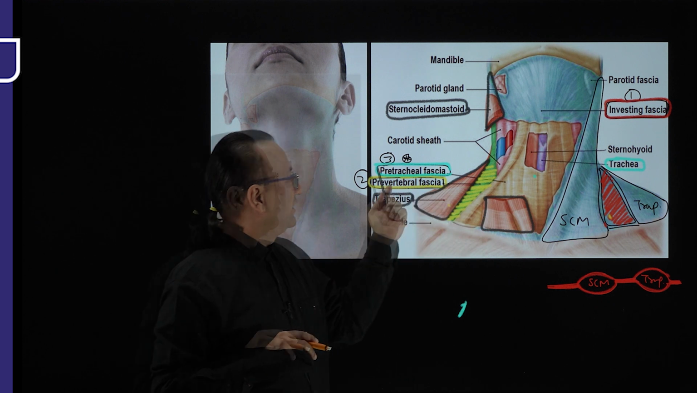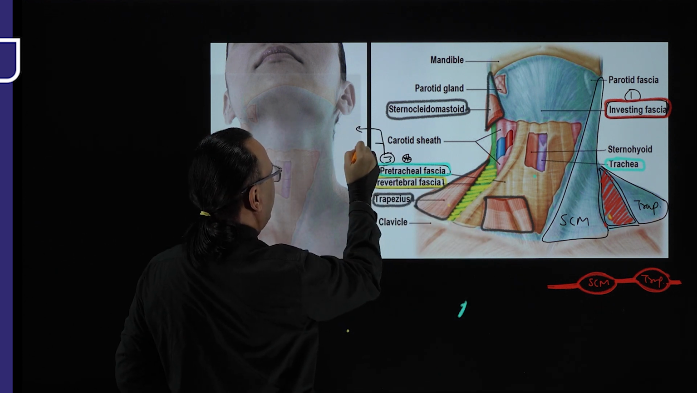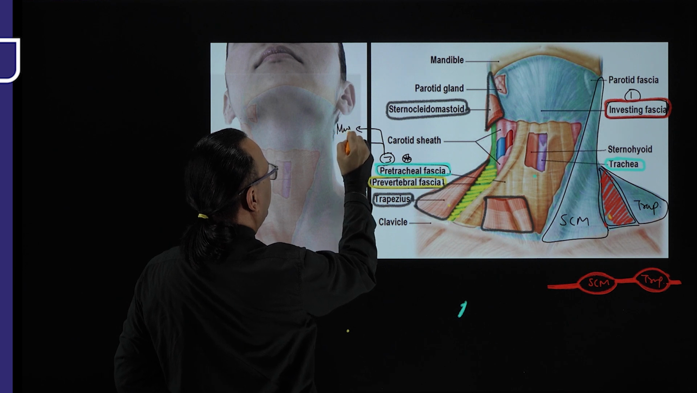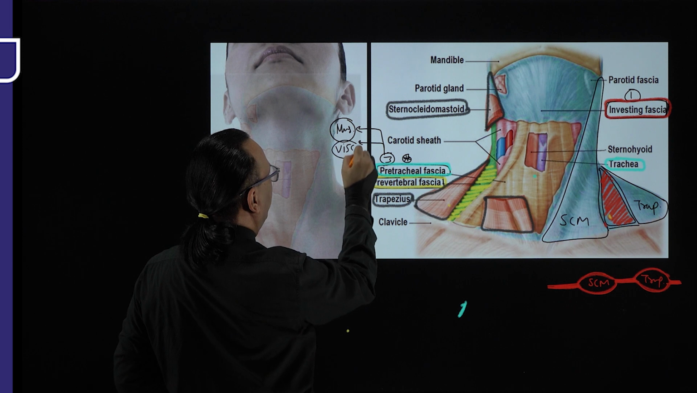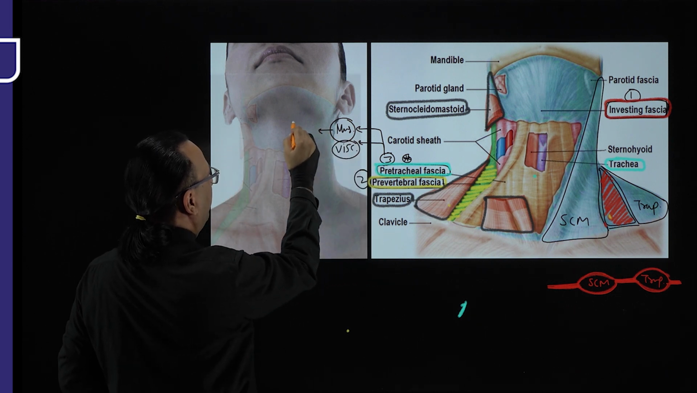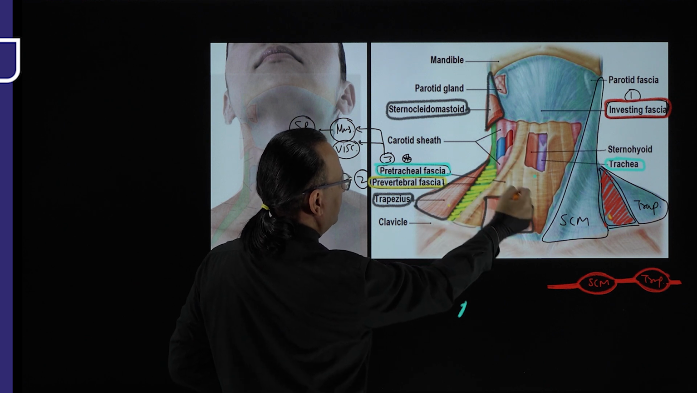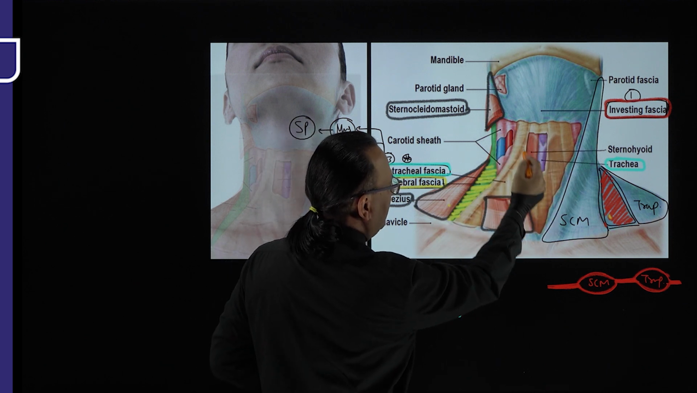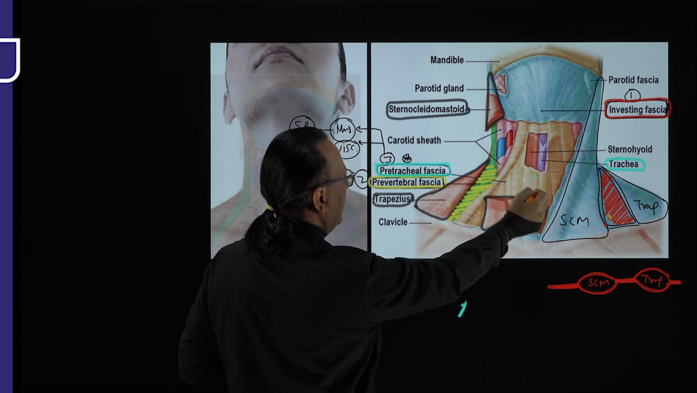So my point is, pretracheal fascia itself is having certain subdivisions, like it has a muscular component to cover the muscles, and it has a visceral component to cover the viscera. The muscles could be the strap muscles or even muscles like the omohyoid muscle. As you see, this color is covering all the muscles here. The sternohyoid, for example, the omohyoid is the other example.